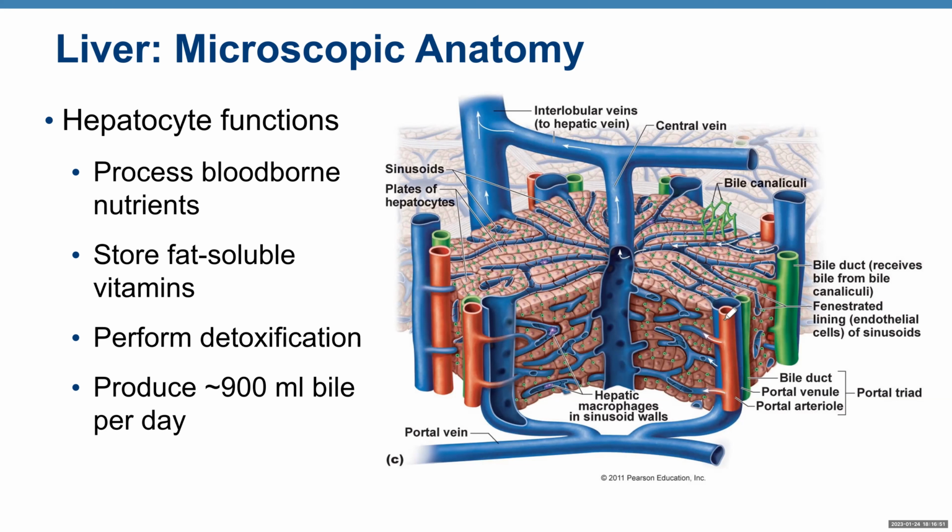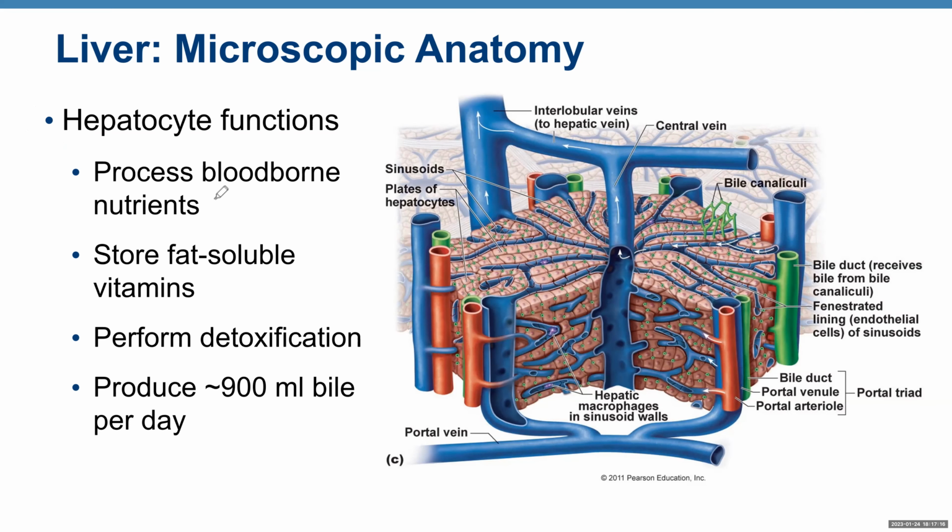And then the blood really flows through this structure called sinusoids, right? So we have those sinusoids. And when blood flows through the sinusoids towards the central vein, those hepatocytes take care of that blood. So what exactly do they do? So here we have hepatocyte functions.